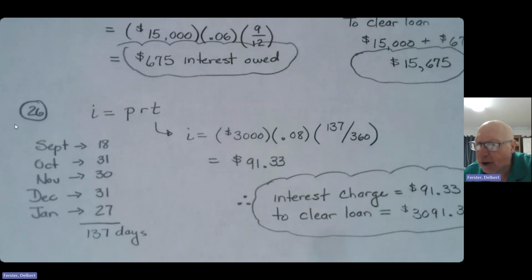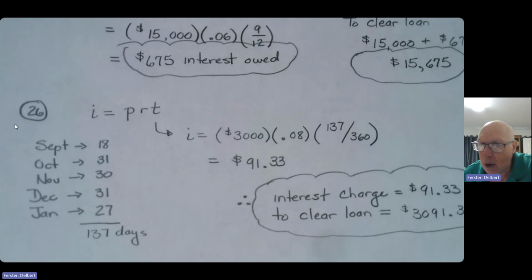So as we get a value for time, it's 137 over 360 because we were asked to use ordinary interest. So again, straight plug and chug: 3,000 is your borrowed amount, 8% is your interest rate, time is 137 over 360. If I'm calculating, I'm going to take 3,000 times 0.08 times 137, and then divide by 360 after that. $91.33 will be the interest charge on this particular loan.